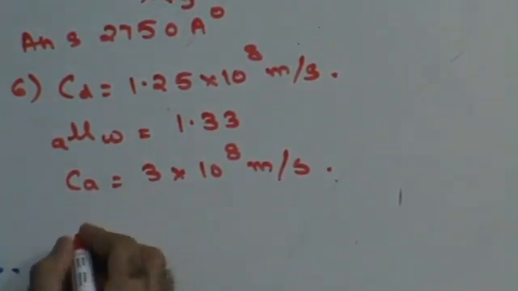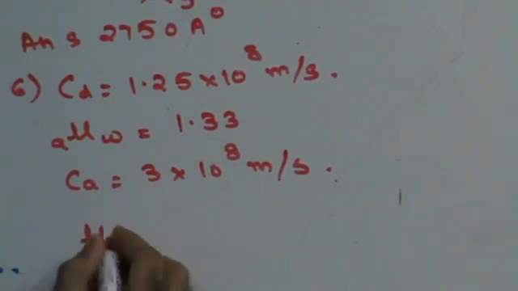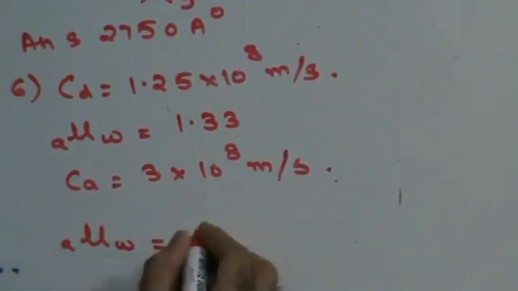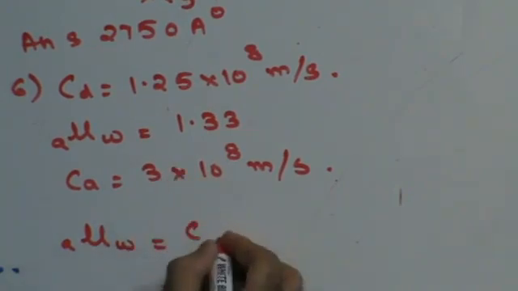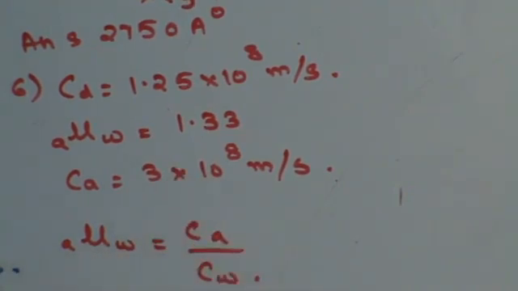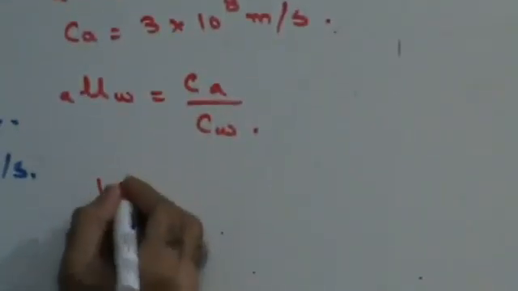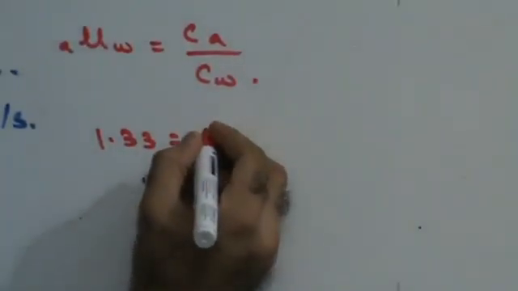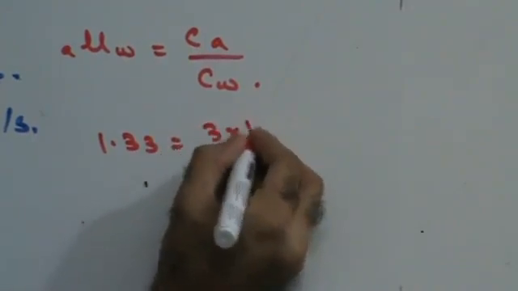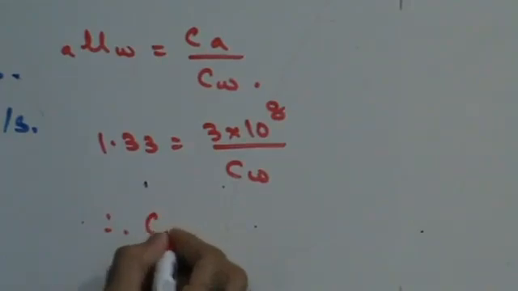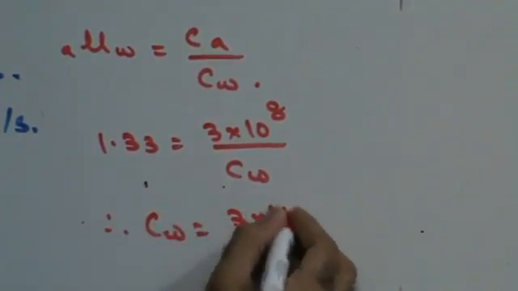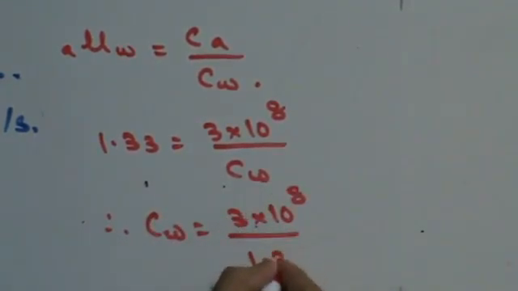Now, let's see this. Refractive index of water with respect to air is nothing but velocity in air upon velocity in water. I know refractive index 1.33, velocity in air 3 into 10 raised to 8 upon velocity in water. Therefore, velocity in water is 3 into 10 raised to 8 upon 1.33. Once I have the velocity in water, then I can find out the refractive index.